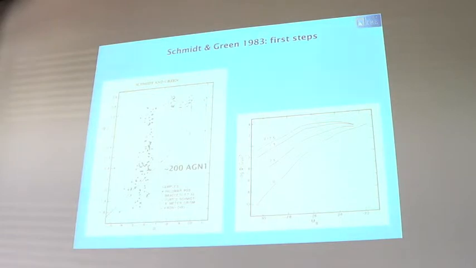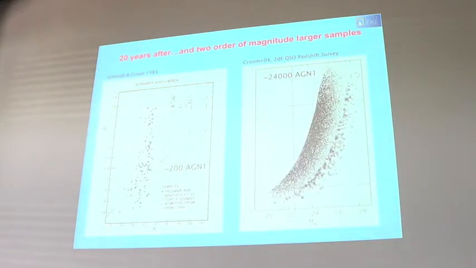These are the 100 quasars that we knew, the PG quasars. And this is the estimate of the luminosity function 30 years ago by Schmidt and Green. Okay, this is what we have 20 years later. We go from 200 to 24,000 AGNs sampled.